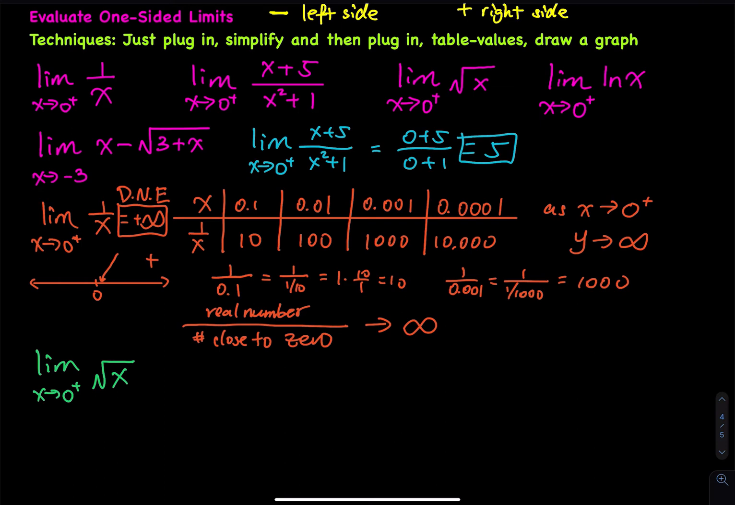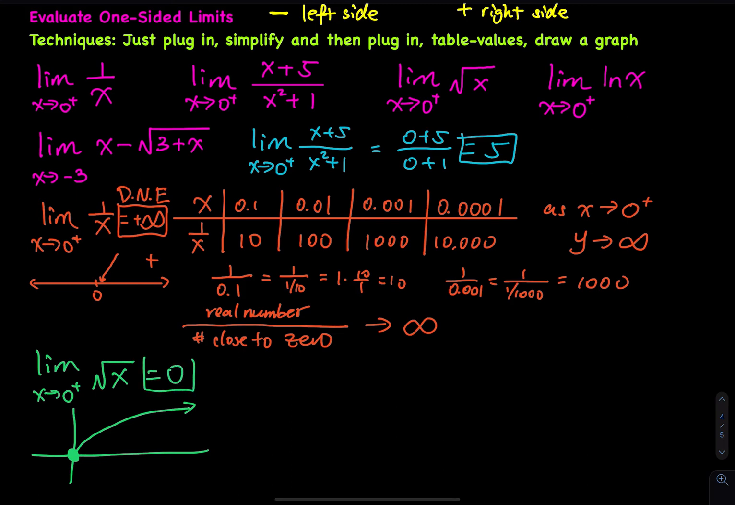So for the graph, what is square root of x? The square root of x starts at the origin and then looks like this. As x approaches 0 from the right, follow my cursor. Starting right here, we are approaching 0 from the right hand side. So y basically approaches 0. So the answer is equal to 0.